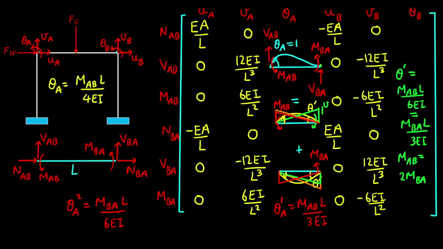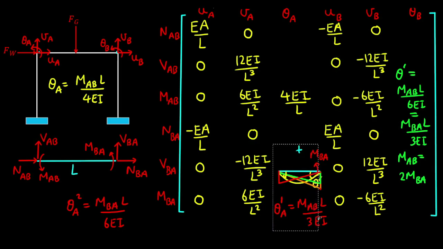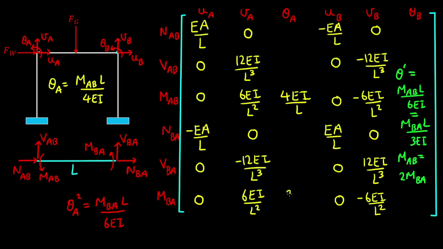And if we turn this equation around, our stiffness coefficient is 4EI on L. So let's get rid of this and write in our stiffness coefficient at MAB. And MBA is half of MAB, so let's get rid of this. So the stiffness coefficient is 2EI on L.